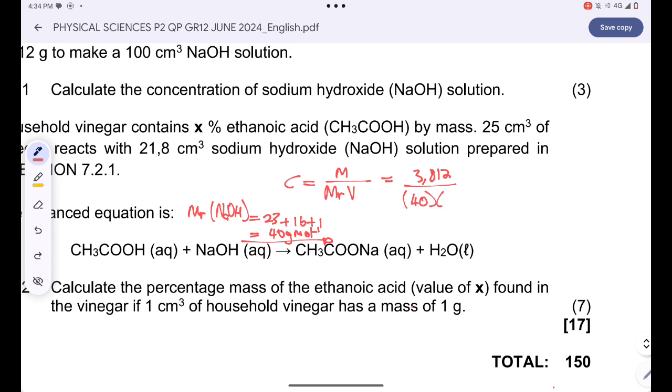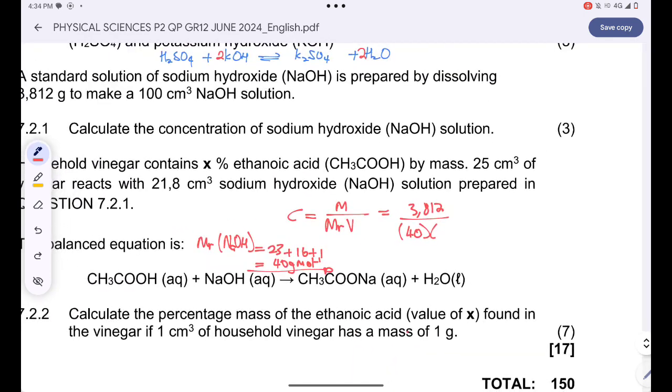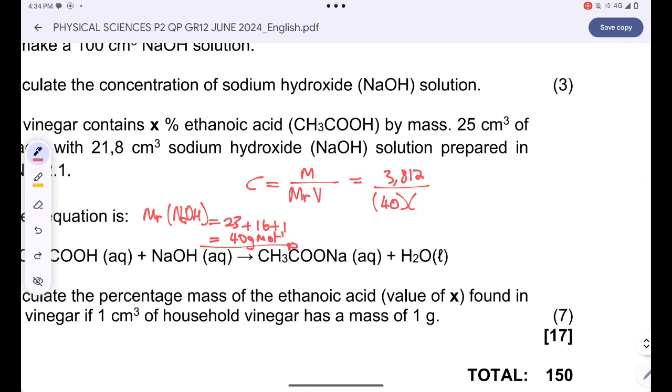But I'm also given the volume. If ever I'm given a volume in cubic centimeters, all I have to do is divide it by 1,000, or you can simply say multiply it by 10 to the power negative 3. That's the same as dividing by 1,000. And then whenever I calculate, I'll simply have 3.812 divided by the molar mass, which is 40, multiplied by, open another bracket, 100 times 10 to the power negative 3.